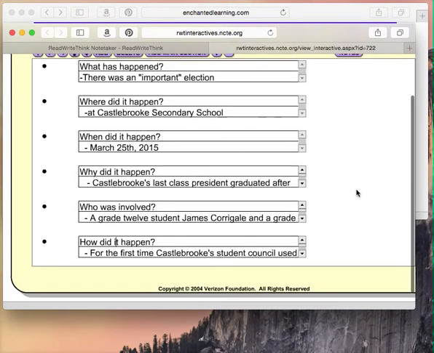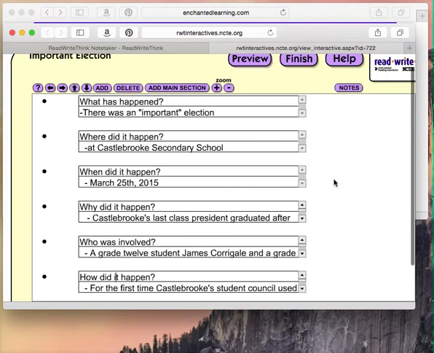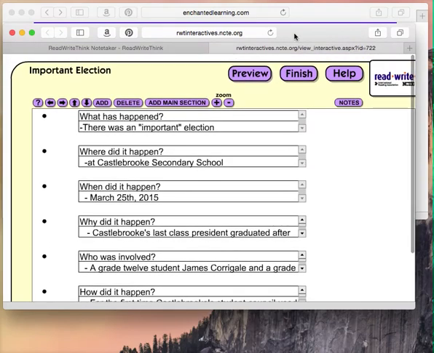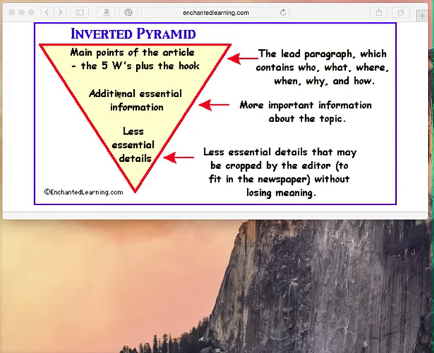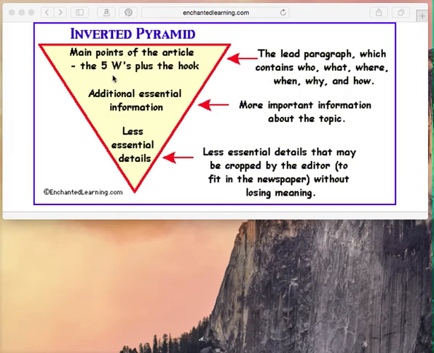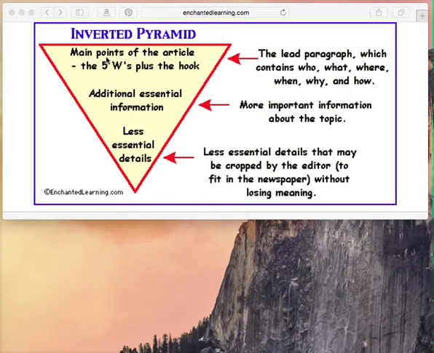Once I have the 5 W's plus H planned out like this, the next step that I would take is thinking a little bit about the inverted pyramid. I want to put my most important points in the beginning. And then I would also put important information about the topic in the middle, and I would put my least essential details near the end.